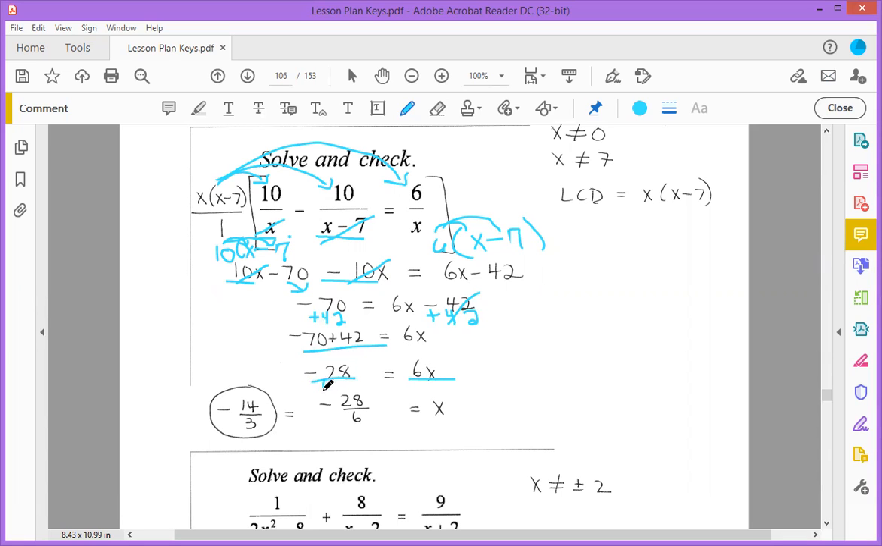To solve, we're going to divide both sides of this equation by 6. The 6 will cancel on the right side, leaving x, and we're left with negative 28 divided by 6 on the left side. Now, negative 28 divided by 6 can be reduced. We can divide both of these terms by 2. 28 divided by 2 gives 14, and 6 divided by 2 gives 3. So our answer in reduced form is negative 14 thirds.